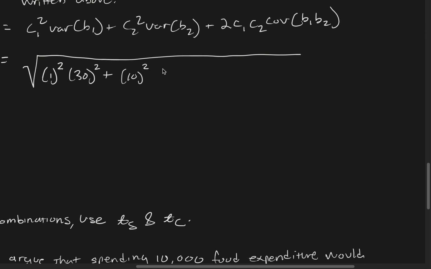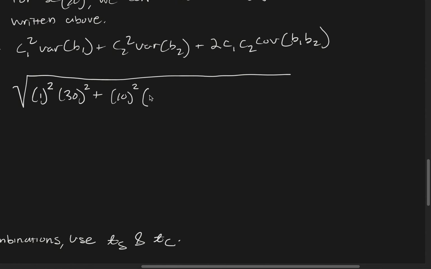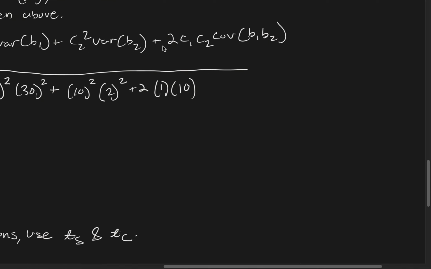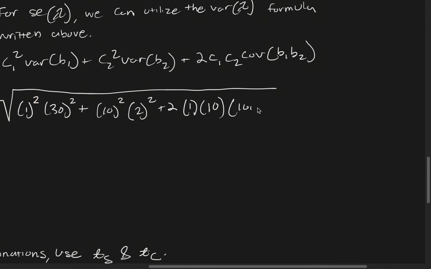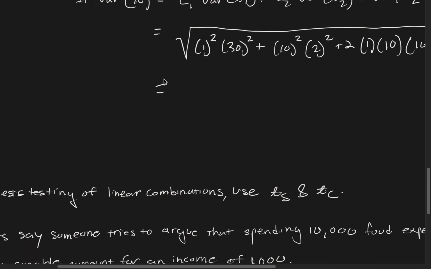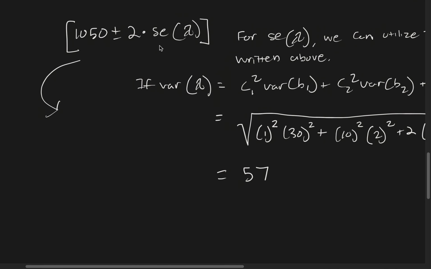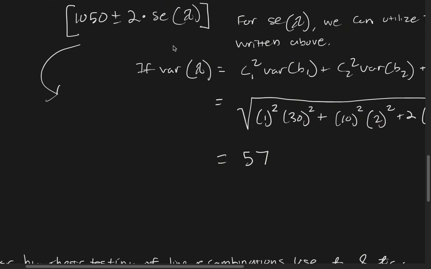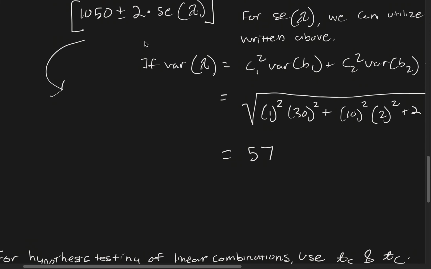So 10 squared times variance of b2, which is 2 squared, plus 2 times 1 times 10, because C1 and C2 we calculated. And then the covariance of b1 and b2 was given, which is 100. Okay, if we calculate all that, we get an answer of around 57. And so finally, once we get the 57, we can plug that into the standard error of the lambda here. So 57 times 2 is 114. So 1,050 plus or minus 114.